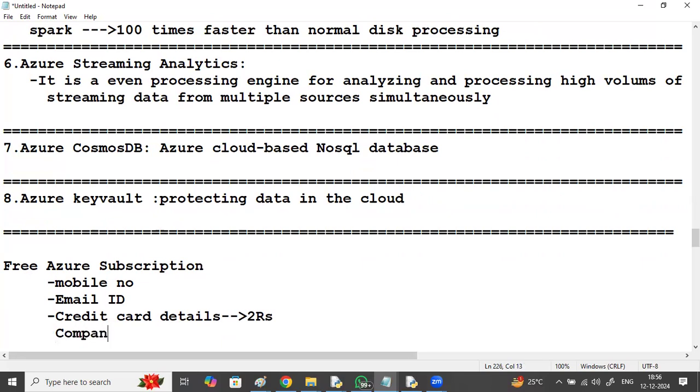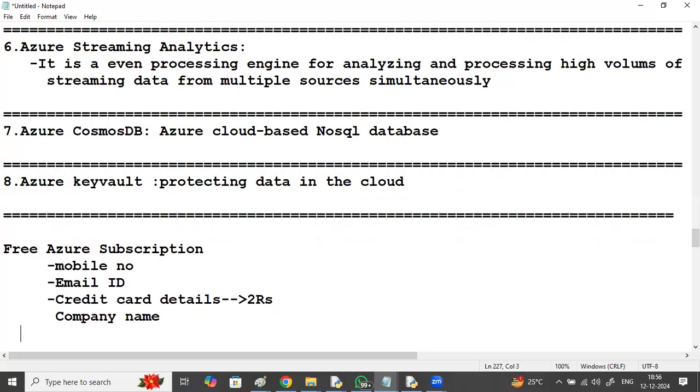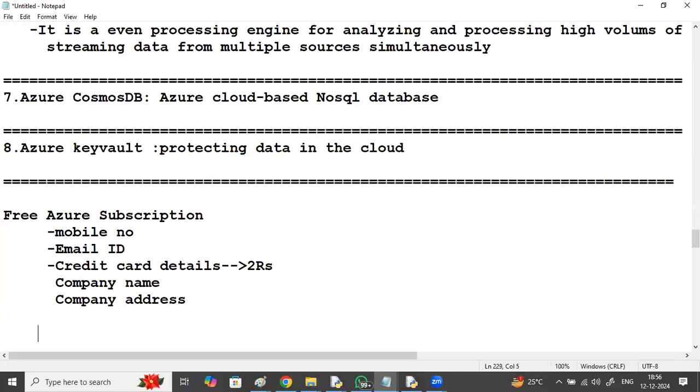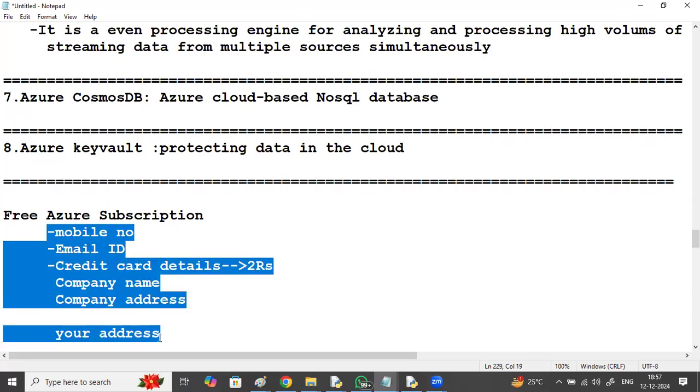It asks your company name, company address, and your address. Okay, credit card details, your company name, company address, your address, all these things you need to provide. Keep it ready. I'll show you step by step how to get this subscription, where you can work with ADF, Azure Databricks, and all these Azure services.